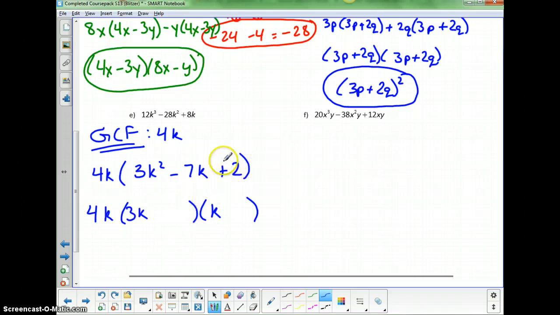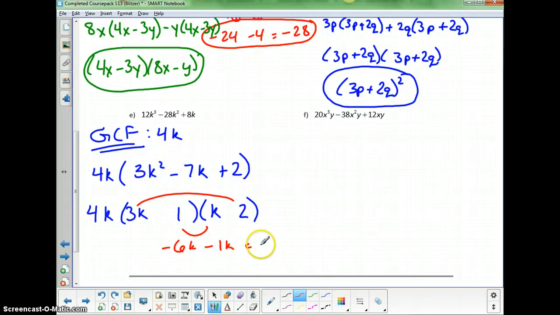Now, I know that the only way to make 2 is a 2 and a 1. I'm not sure if it's going to be 1 and 2 or 2 then 1. So let's try putting 1 and 2 and might have to change it. So let's see. My middle terms come out to be right there 6k and 1k. That could work. So 6k and 1k, I need to multiply to a positive 2, which means it has to be the same sign, and it has to be negative. So negative 6 and negative 1 will be negative 7. So I put negatives in both of those spots.